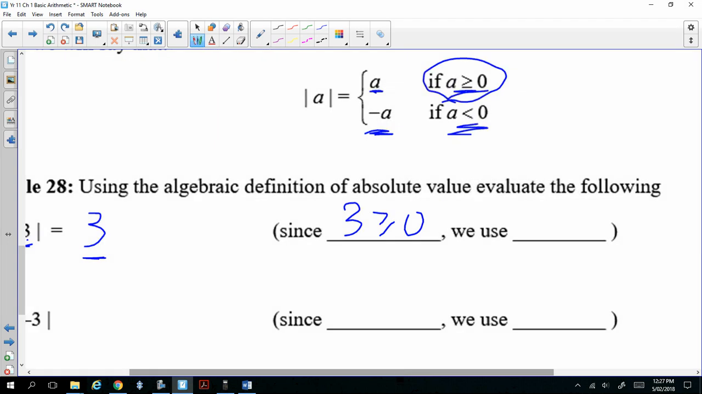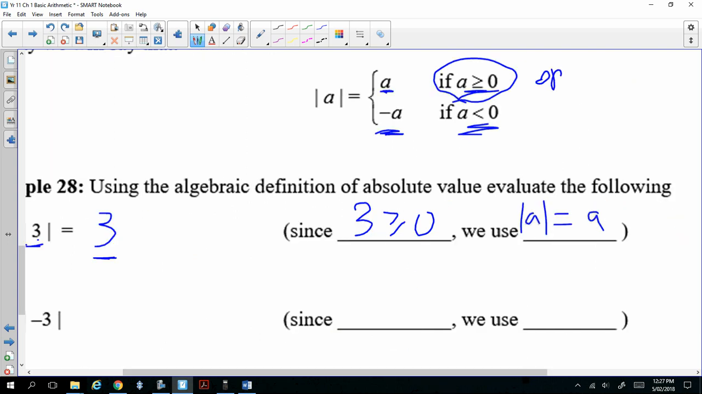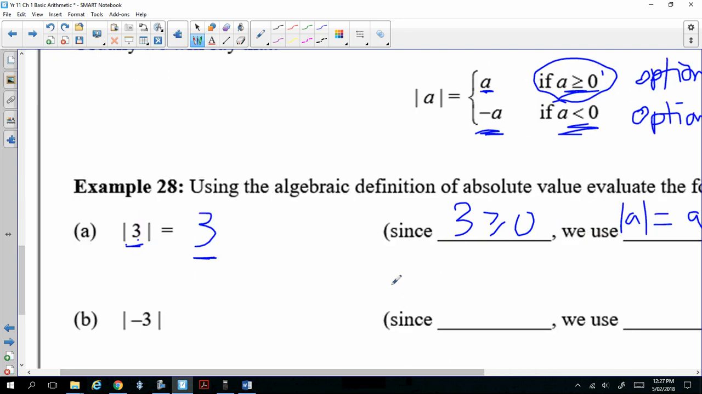Right? So when 3 is positive, I use the first rule. So there's two options, option 1 and option 2. It tells you which option to use, depending on which one is true. Okay? Now how about the next one? What if I need to do absolute value of negative 3? Well, we use the second one because negative 3 is negative.